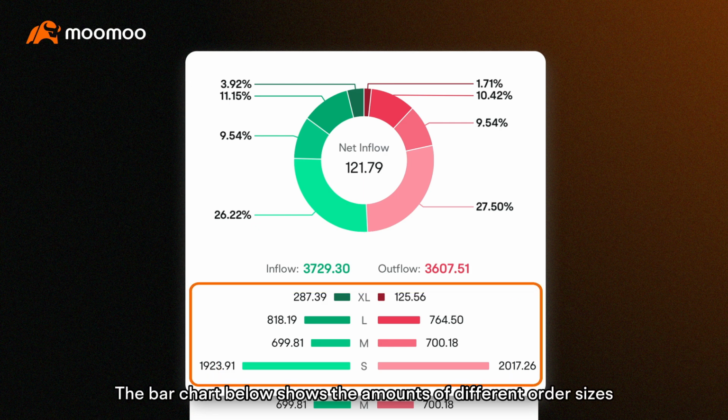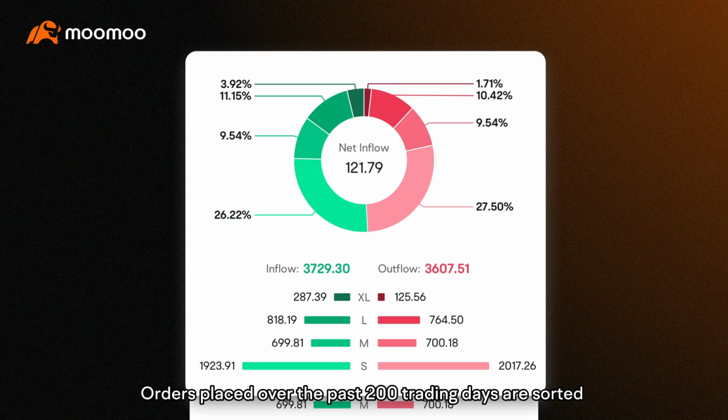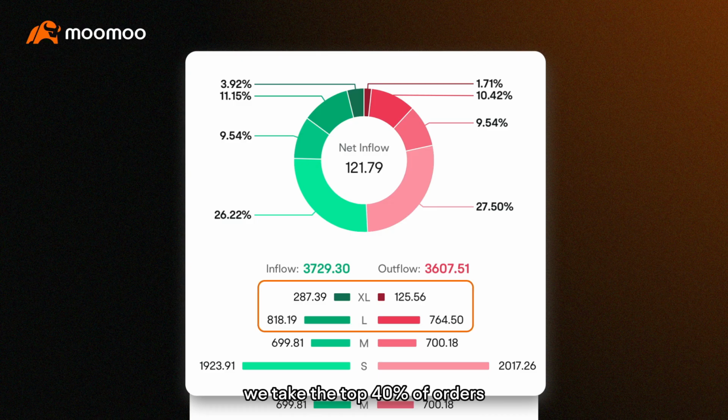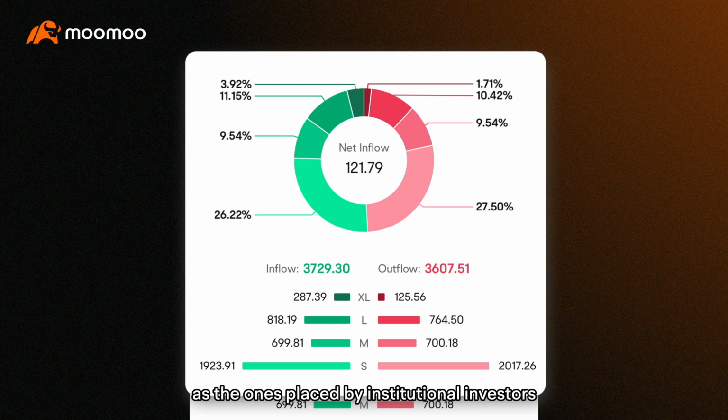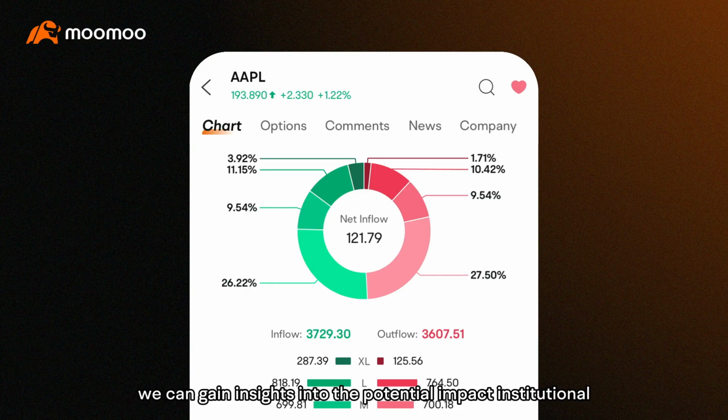The bar chart below shows the amounts of different order sizes. Orders placed over the past 200 trading days are sorted by transaction amount in descending order. The top 10% and 10 to 30% orders are considered extra large and large orders, respectively, while the 30 to 50% and the remaining 45% are medium and small orders. Generally, we take the top 40% of orders, or block orders, as the ones placed by institutional investors. By analyzing the data in both charts, we can gain insights into the potential impact institutional investors may have on the stock price.